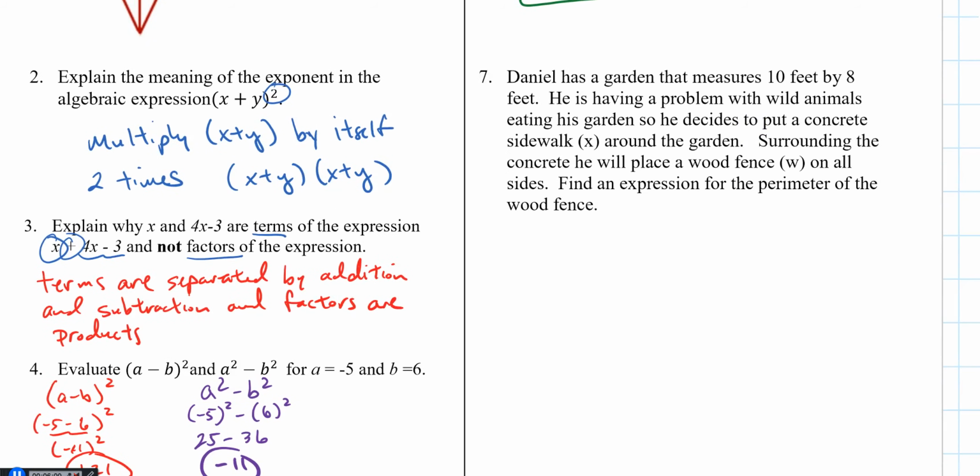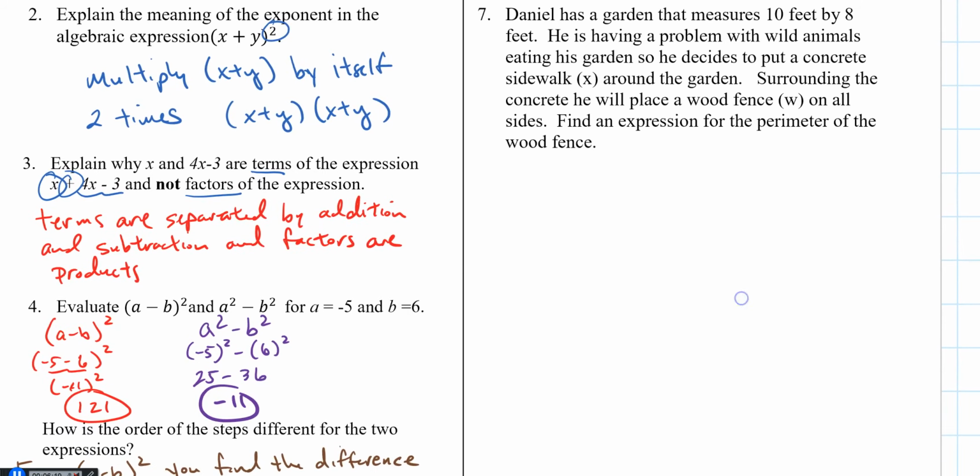And number 7, Daniel has a garden that measures 10 feet by 8 feet. He's having a problem with wild animals eating his garden, so he decides to put a concrete sidewalk around the garden. Surrounding the concrete, he places a wood fence on all sides. Find an expression for the perimeter of the wood fence. So we're definitely going to want to draw a picture for this.